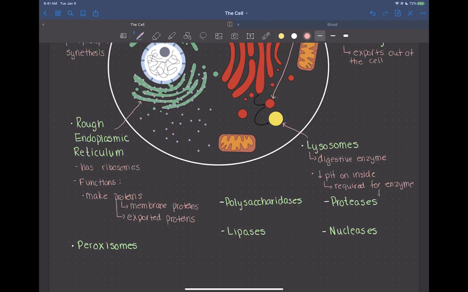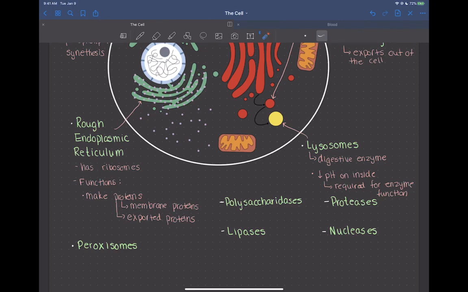So that kind of protects the cell also, because if for some reason this lysosome did burst, those digestive enzymes would get out here in the cell where the pH is much higher and they wouldn't function. So it's kind of like a safeguard. All right, so that protects the cell from those digestive enzymes.